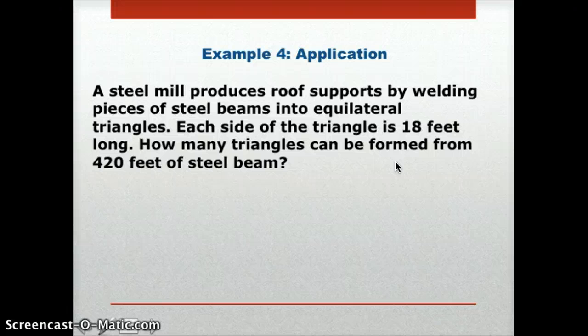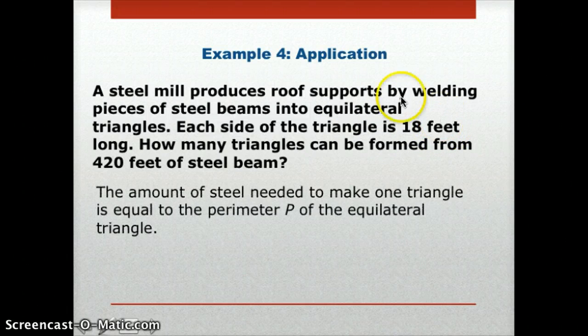Okay, so first of all, we may want to think about how much steel we need to make one roof support. So if they're all equilateral triangles and each side is 18 feet long, we want to think about the perimeter of the equilateral triangle. How much does it take to go around the outside? And that'll help us see how much steel we need for one support.